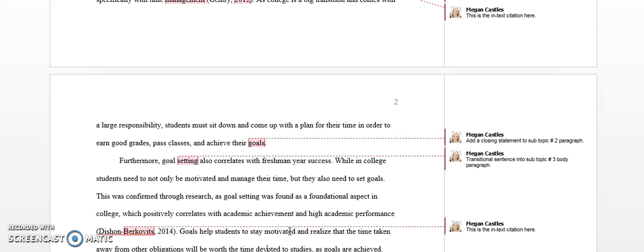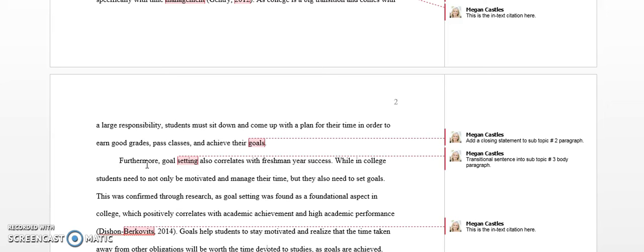So this should align with my third subtopic in my thesis, which was goal setting. I'm going to have a transitional sentence here. So furthermore, goal setting also correlates with freshman year success. So again, I move right into the third subtopic in my thesis. And I have some additional lead-in information here.